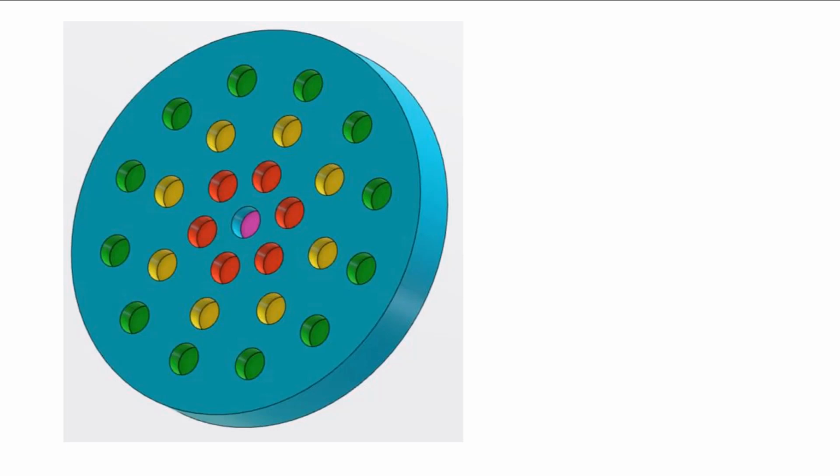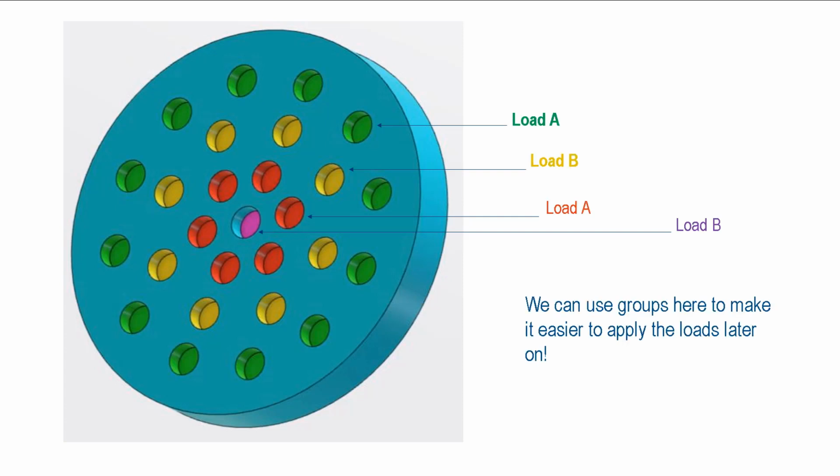Now let us create some groups in a model. Take, for example, this flat cylindrical geometry that contains several holes. We want to apply load A to both the green-colored holes and the red-colored holes. In contrast, we want to apply load B to the yellow and purple-colored holes. Instead of applying the load separately to each hole, we can create a group for the green and red holes, and another group for the yellow and purple holes.